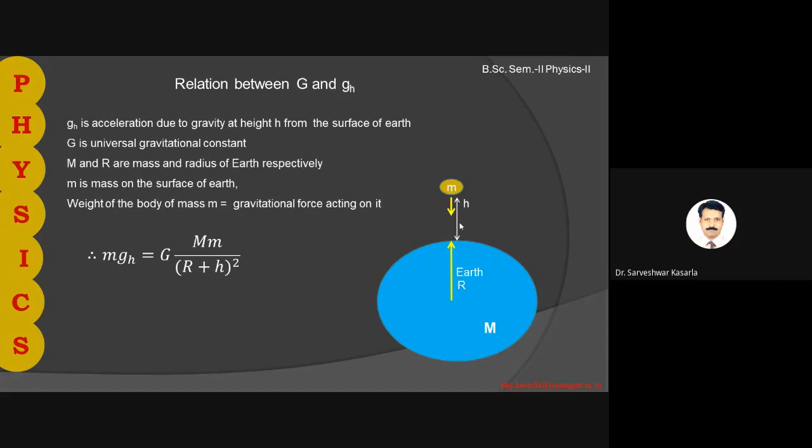gravitational force becomes G into M m upon (R plus h) square. So here the distance is now R plus h. The distance between the two bodies will be R plus h. So generally these distances are measured from center to center. So again here, if you cancel small m on both sides, you will get the value of gh as GM upon (R plus h) whole square.